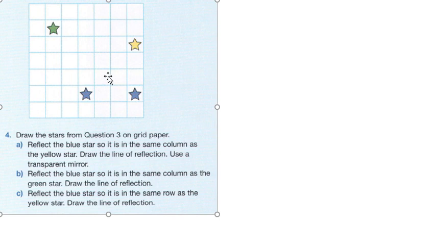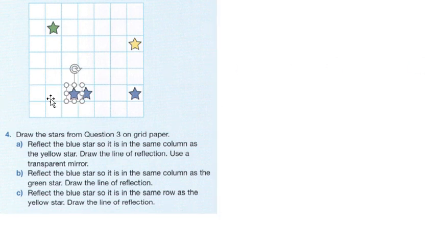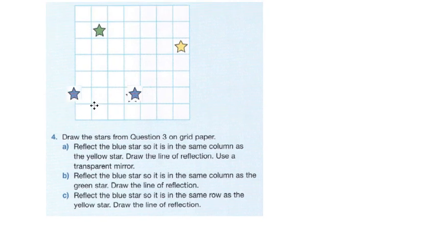So we've just reflected it. This is our original star. This is our reflected star, and our line that we had as a reflection line is right here. So we were able to reflect it over to here. B, reflect the blue star so it's in the same column as the green star. So the blue star is starting here, and we have to get it into this column. So we have to take this and bring it over here.